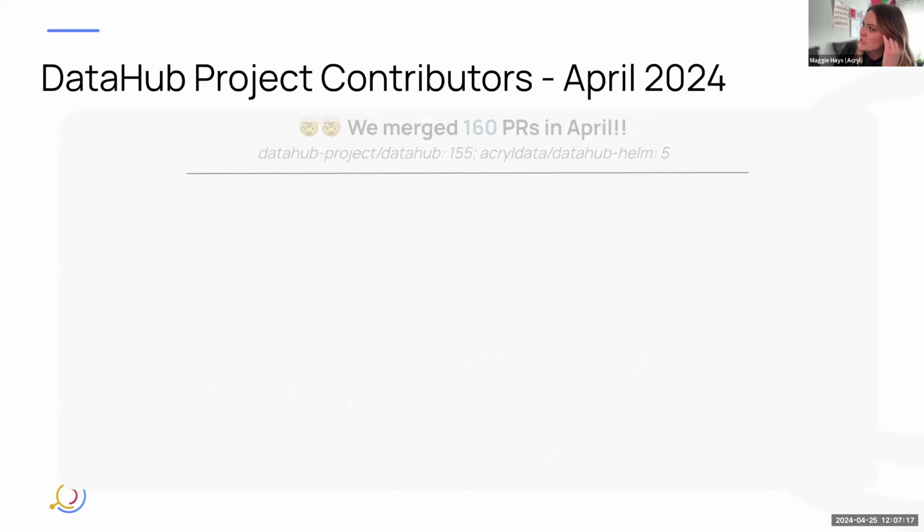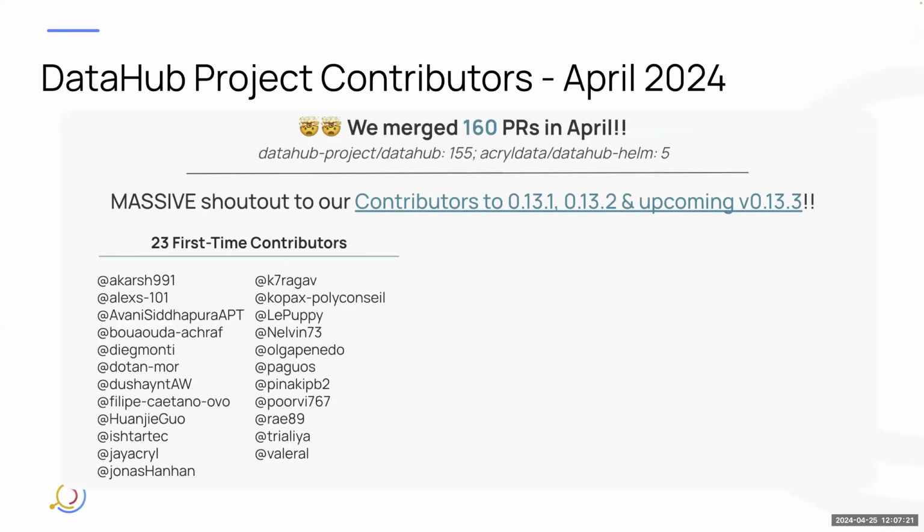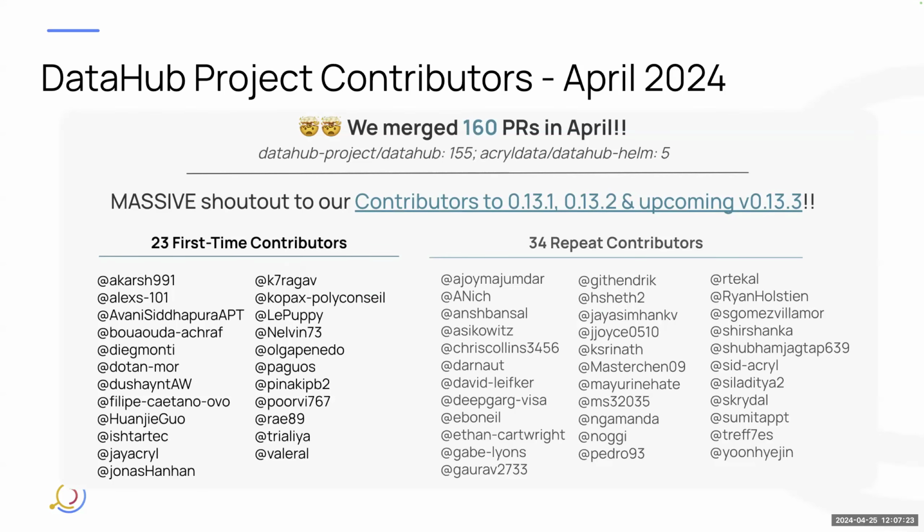So let's talk through project updates. In April, we merged 160 PRs between both the main DataHub project repo as well as our DataHub Helm repo. This included 23 first-time contributors, which is just outstanding. I am still blown away on a monthly basis how many new people are showing up and contributing to the project. We really genuinely appreciate all of your hard work.